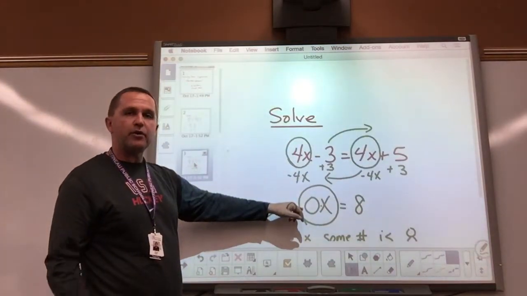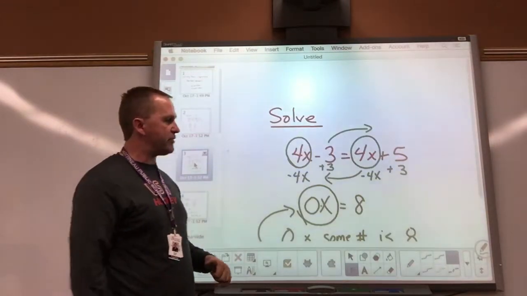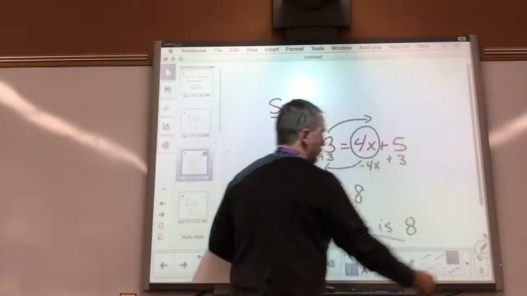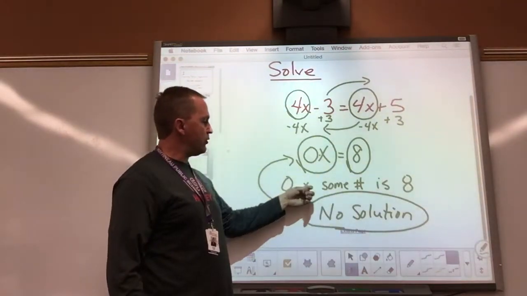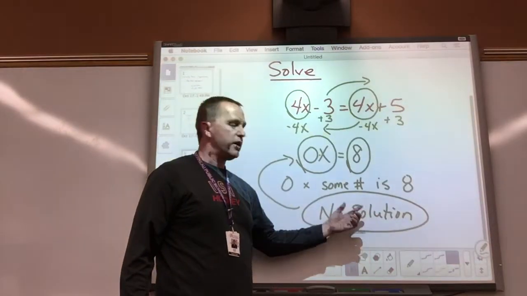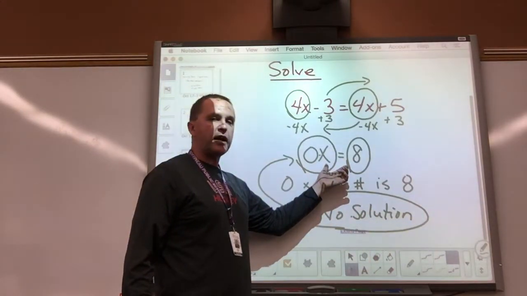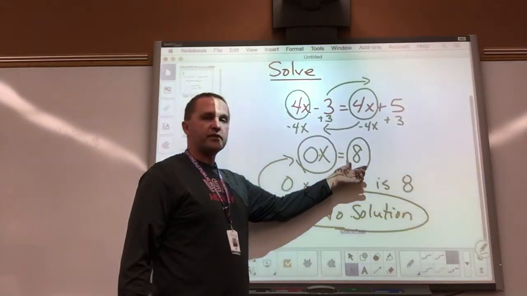And anytime you end up where your variables cancel out, it's either going to be no solutions or infinitely many solutions. And in this case, there was no solutions because the number on the other side was 8. 0 times something can never be 8. Therefore, we had no solution. This equation right here cannot happen. And the key was the 0x, and the other key was the fact that this number turned out to be 8.